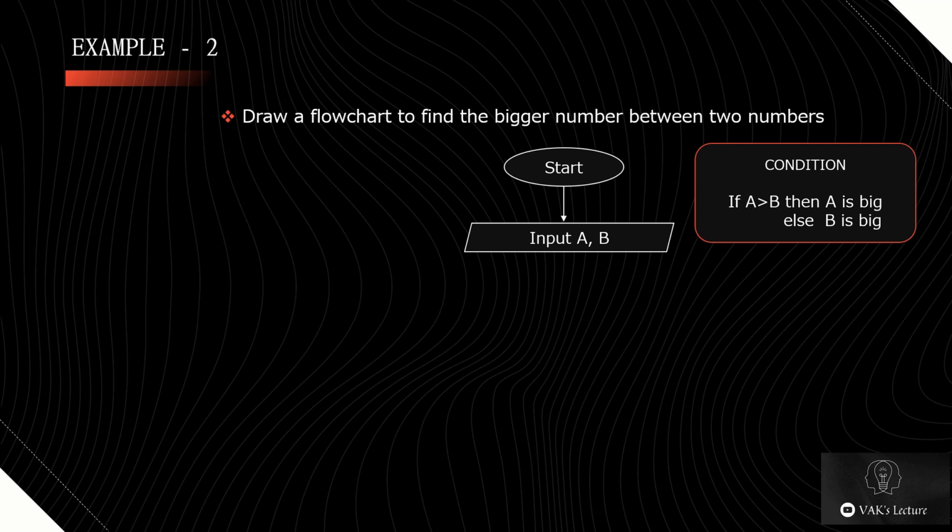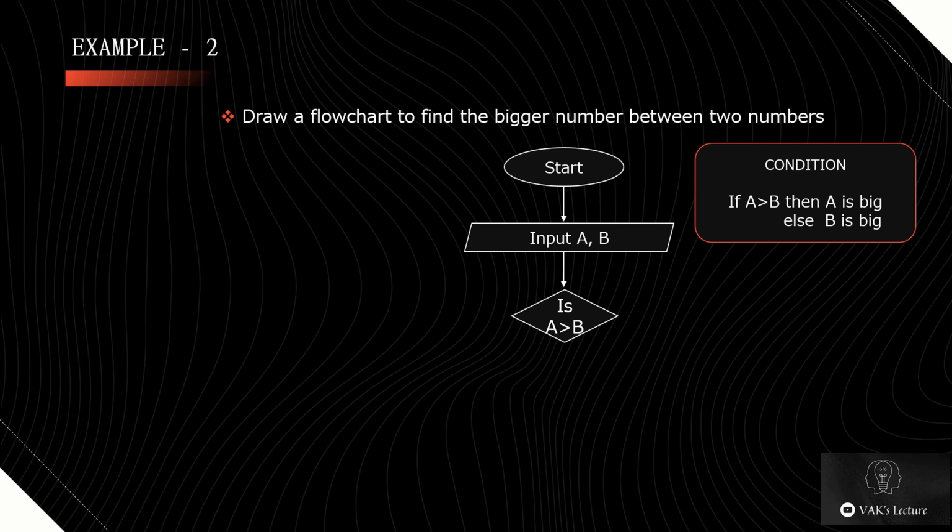I have written here input A comma B. Since it is an input statement, it is enclosed within the parallelogram. Now move downward. This is a flow line. Here, this is a decision box. You have to take the decision whether A greater than B or not. So I have written here: is A greater than B?